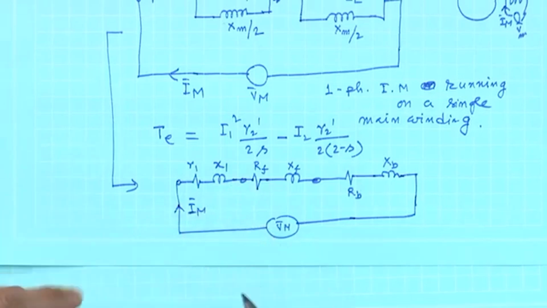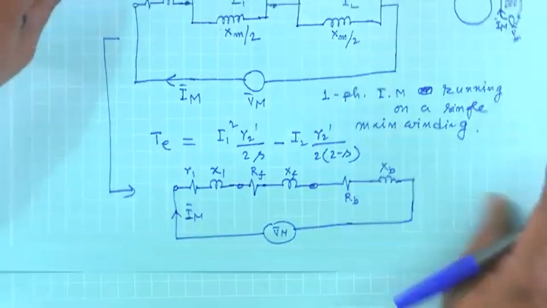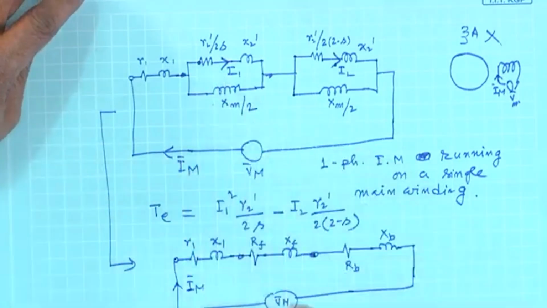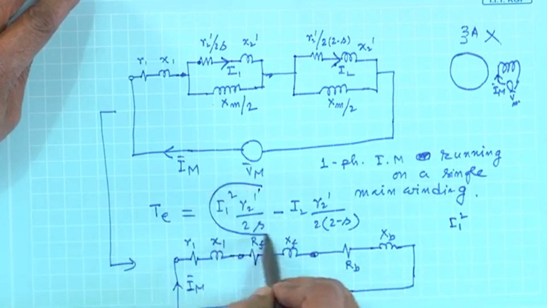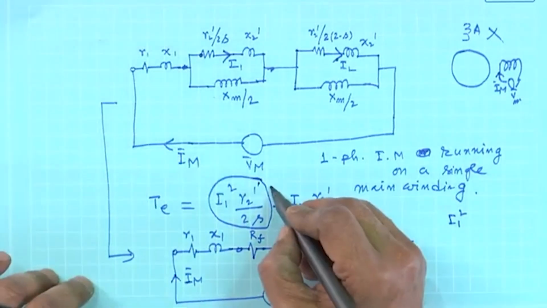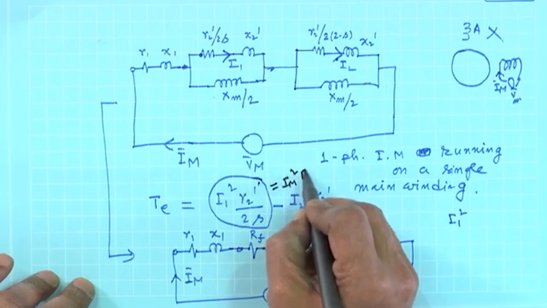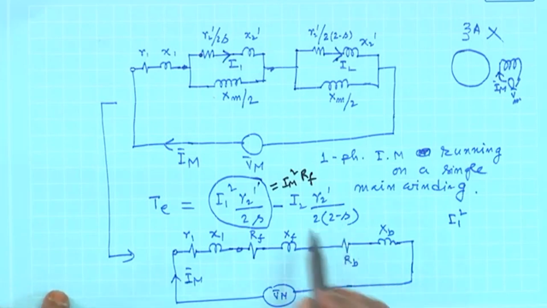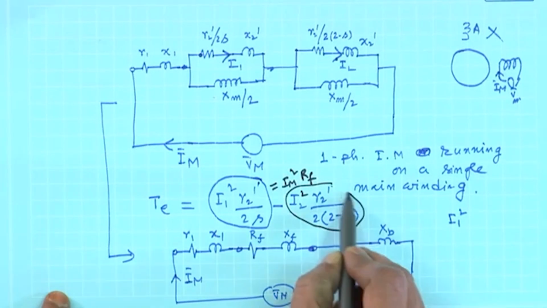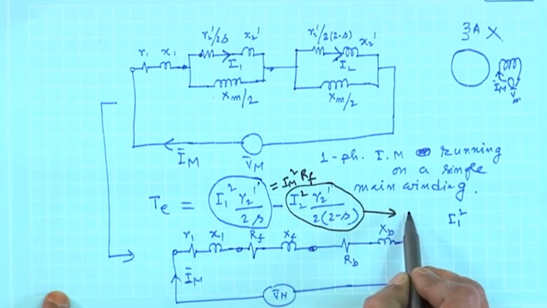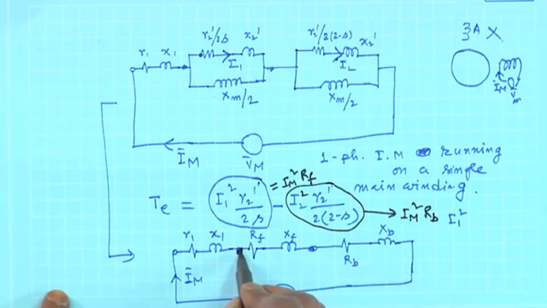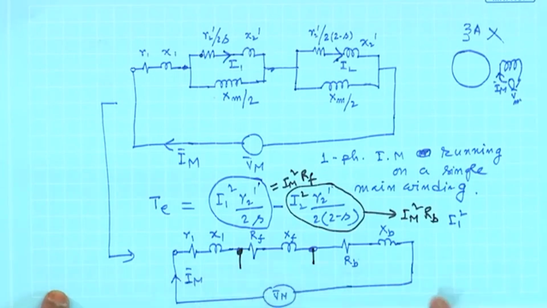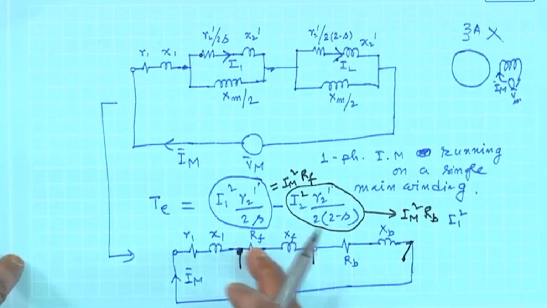No, I bar M by 2. So, this is the thing. Now, the moment you do this, it is obvious that I 1 squared into R 2 dashed by 2 s will be nothing but equal to I m squared into Rf, because they are equivalent. Similarly, this current squared into R 2 dashed by 2 into (2 minus s) is nothing but I m squared into Rb. You can do like this or you can also do like this. This is as if the voltage applied across the forward motor, and this is the voltage applied across the backward motor. So, this way also it can be done.